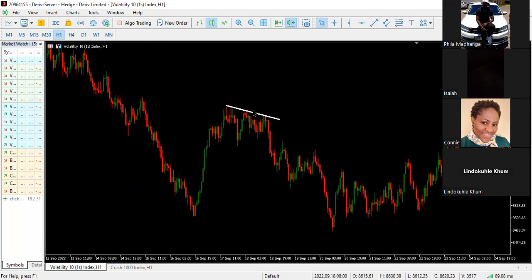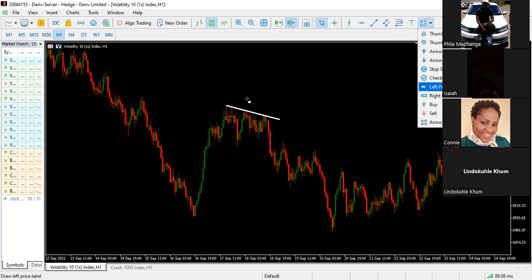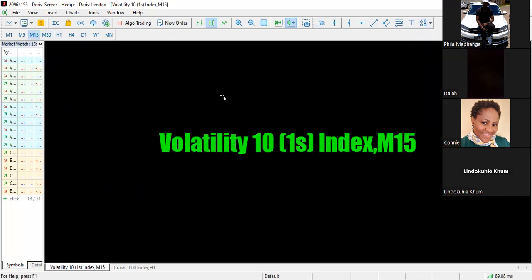Do you see how many opportunities we have here when we trade using trend lines? This one was touched more than 3 times.